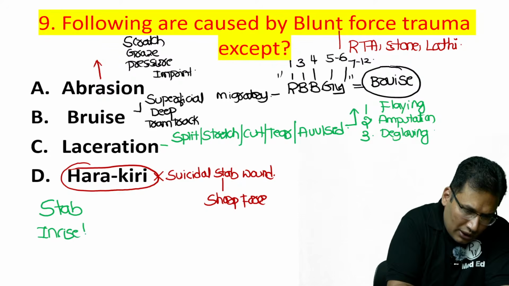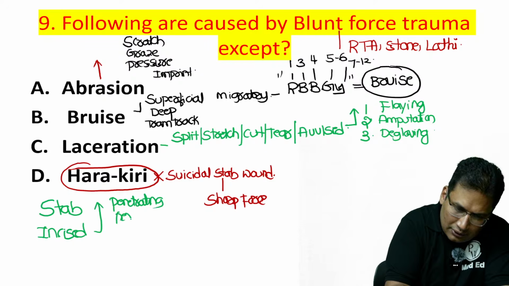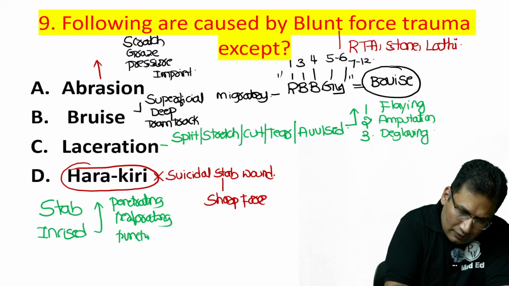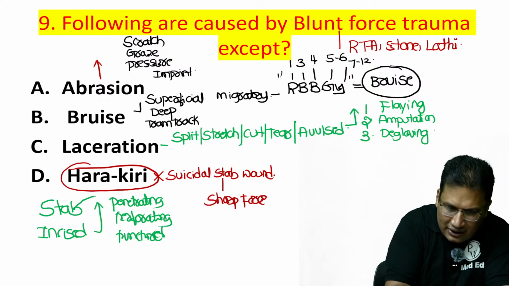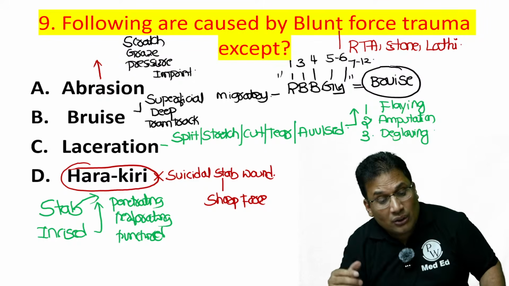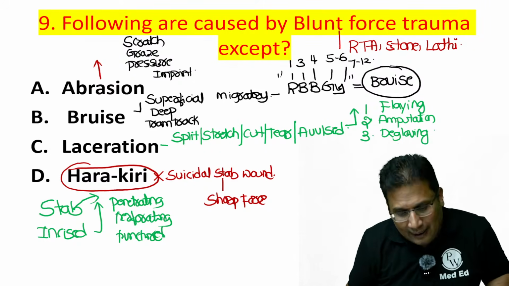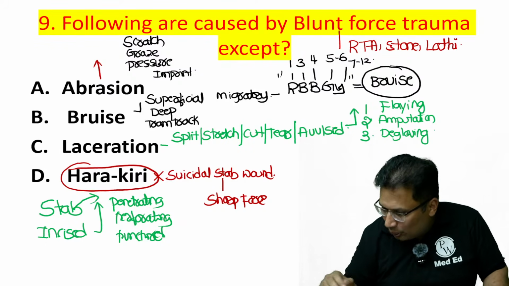In incised wound, again there are three types: penetrating, perforating, and punctured. So basically in stab wound. Incised wound can be cutthroat injury, suicidal cutthroat and homicidal cutthroat injury, that is a commonly asked 10 marks question in your exam. That's a different topic, you can go through that.